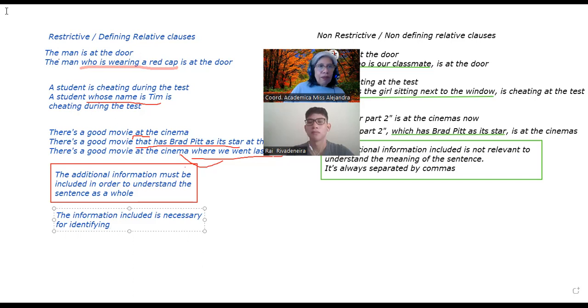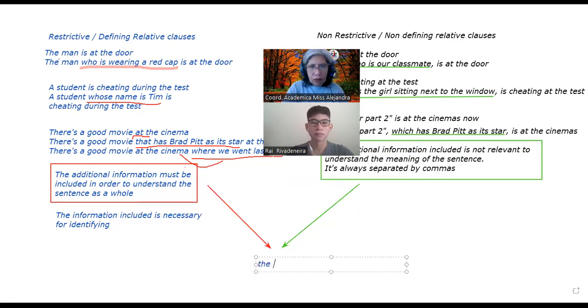Something very important about both restrictive and non-restrictive, or defining and non-defining relative clauses. In the case of both, immediately.